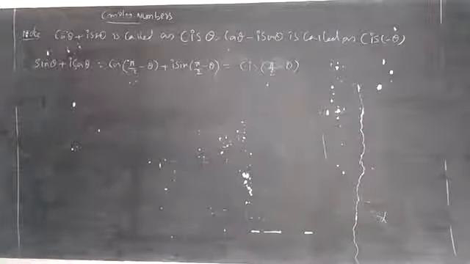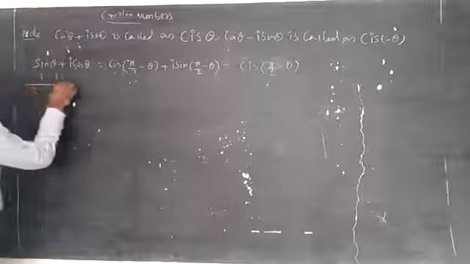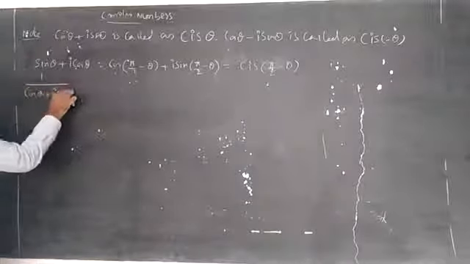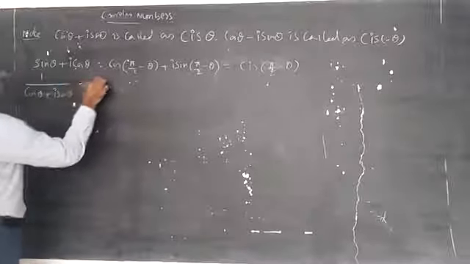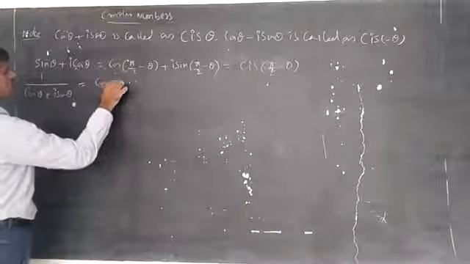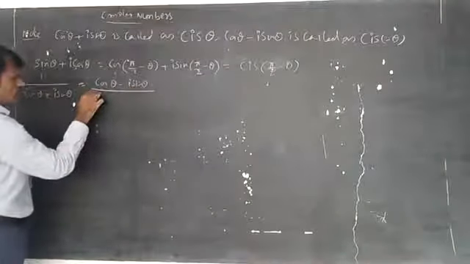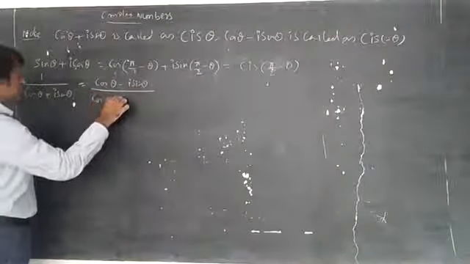Next one: 1 by cos theta plus i sin theta. Write the formula. You can write this one by multiplying with its conjugate complex number, cos theta minus i sin theta.